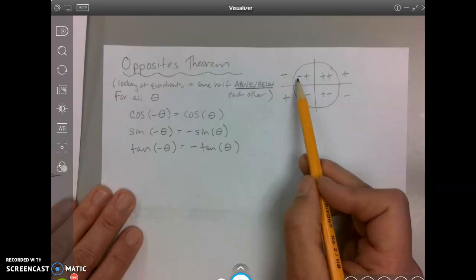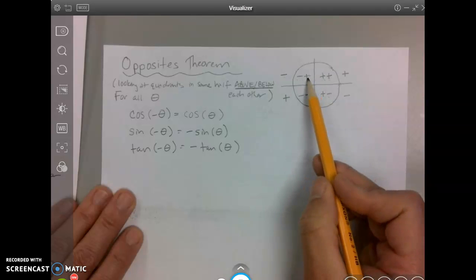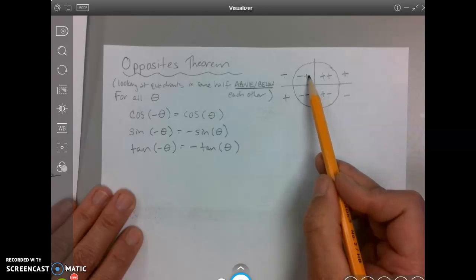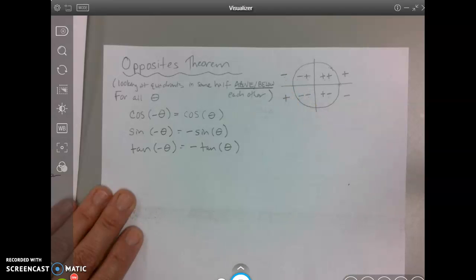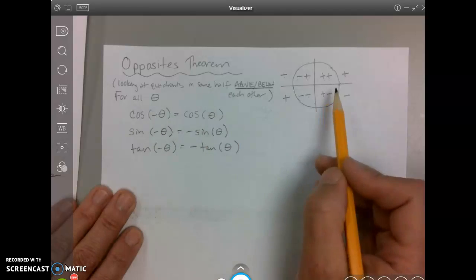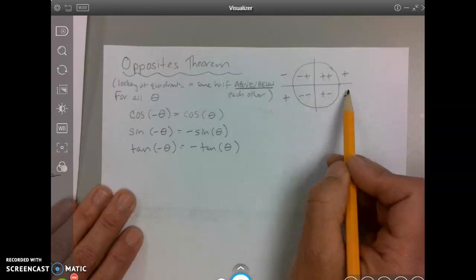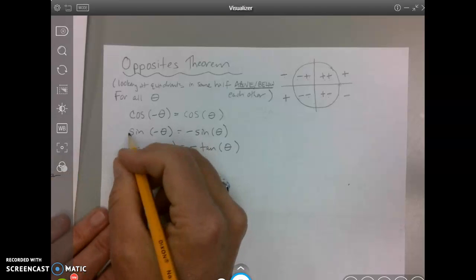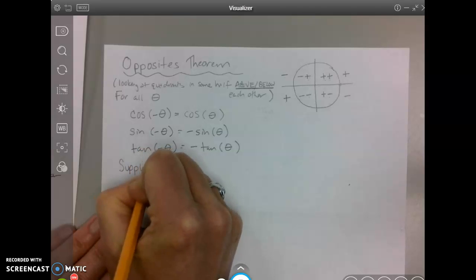Come over here to this side. We look at cosine. Negative, negative. Cosine stays the same. And then for sine, plus, minus. Sine changed. Tangent changed in quadrants above and below each other. That's my opposites theorem. Cosine stays the same, above and below, sine and tangent change. Right. Then we're going to look at what we call the supplements theorem.